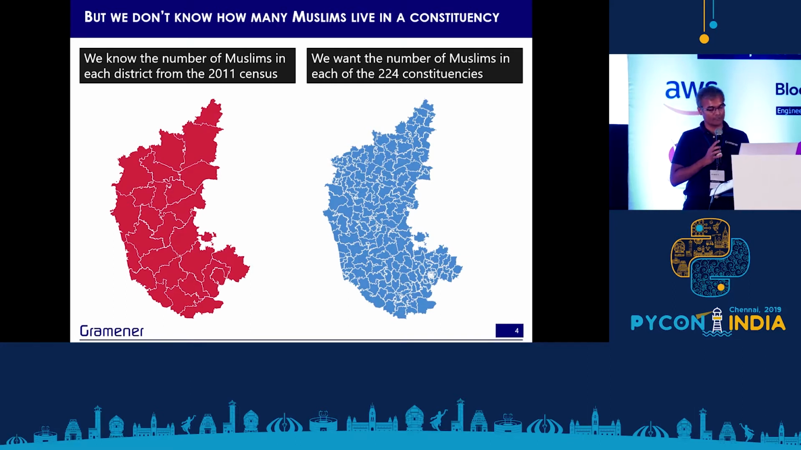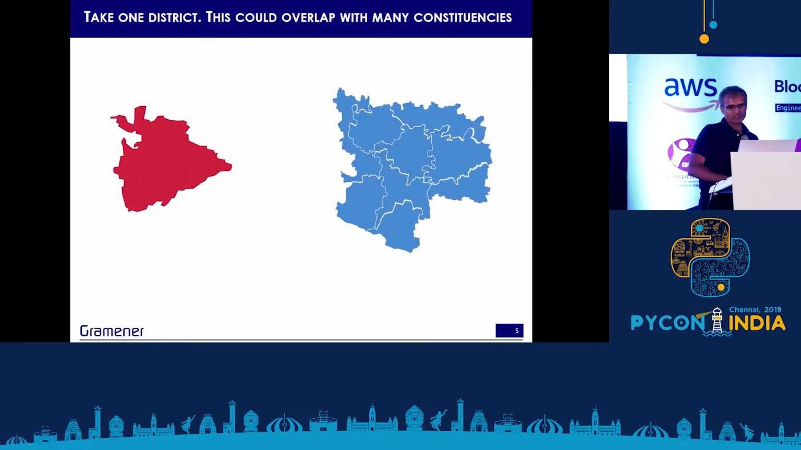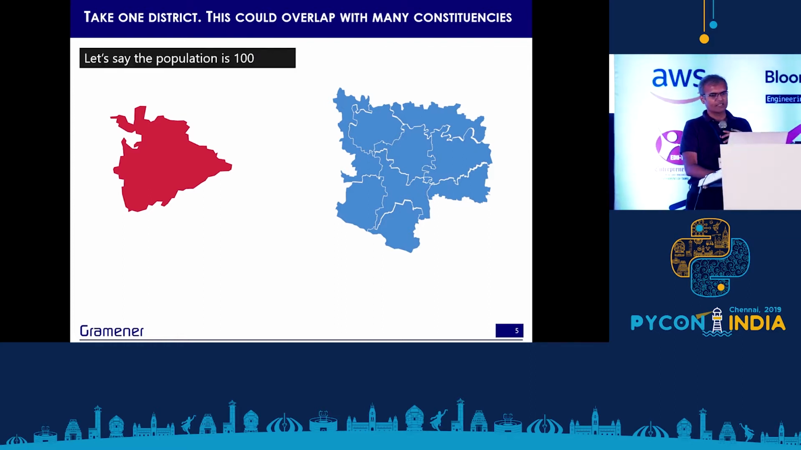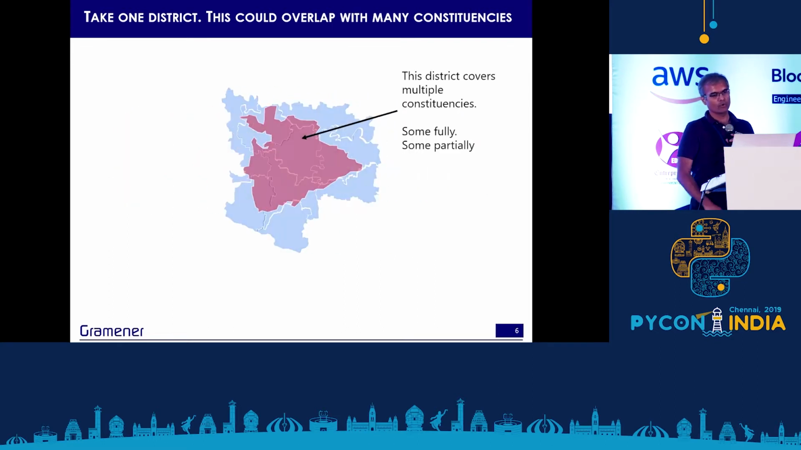So how do we solve this problem? Well, the logical way is you could take one district and a constituency or a set of constituencies, and let's say the district has a population of 100, out of which we know that 13% are Muslims, and we want to split it evenly across a bunch of constituencies. We could just overlay them. So one district could cover multiple constituencies, one constituency could cover multiple districts, and there is a many-to-many mapping between these. There is sometimes full coverage, sometimes partial coverage.